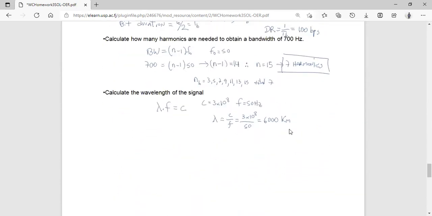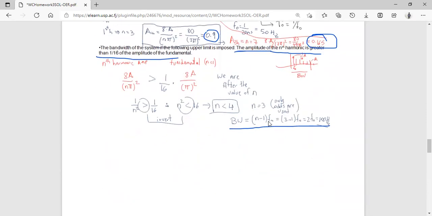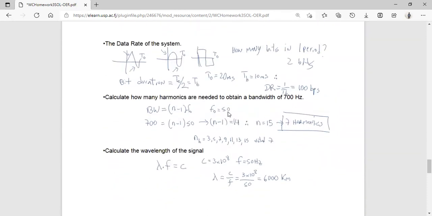Based on that, we know our f naught is 50. Remember, we calculated our f naught over here, that is 50 hertz, and we used it in this particular question. We need to calculate our n, and we know our bandwidth is 700. So 700 is equal to n minus 1 into 50. Solving for n, n is going to be equivalent to 14.